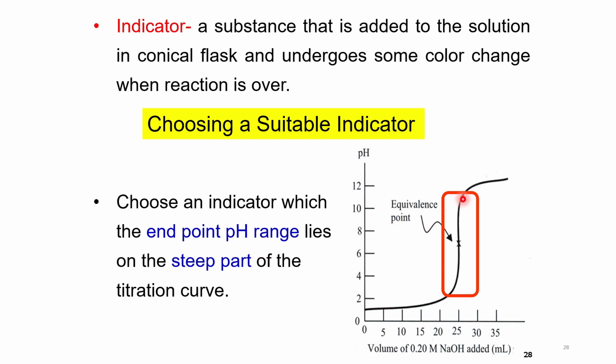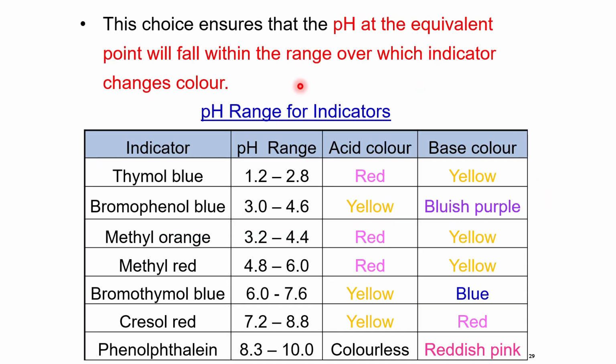Okay, contohnya yang ini kita ada kawasan yang curam untuk strong acid dengan strong base, pH 7. So kita akan pilih dalam range 3 to 11. So dalam kawasan ni kita akan tengok indikator mana yang sesuai. Okay, for example untuk thymol blue, pH range 1.2 to 2.8. So dia akan efektif dalam acidic range.